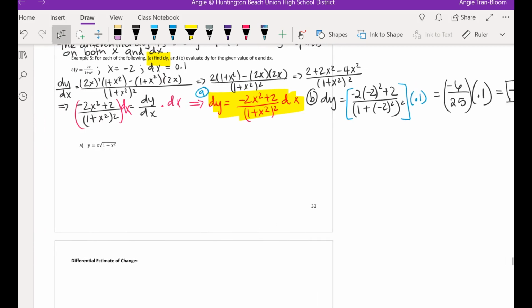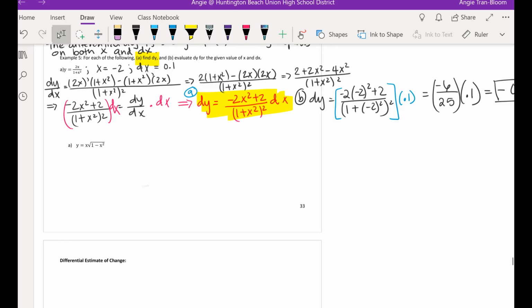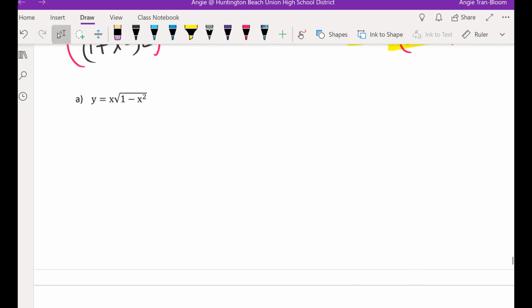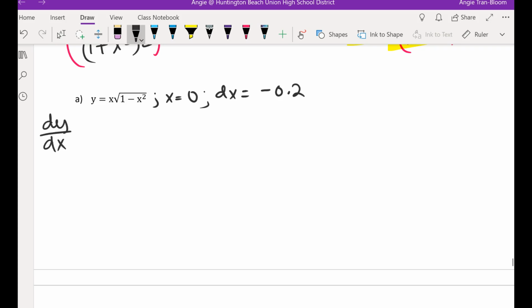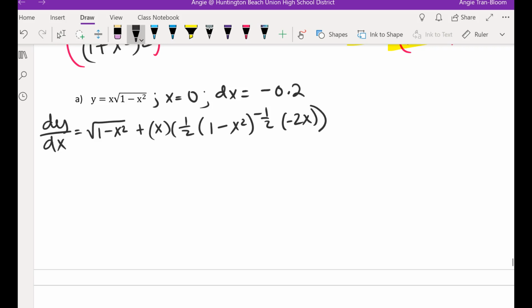Let's try it again with example 5b. And again, it looks like I forgot to give you what x was supposed to be. x will be 0, and dx is going to be negative 0.2. Let's do dy over dx, which is the derivative. I'm going to use the product rule and chain rule. u prime is going to be 1, so now I have 1 minus x squared plus x times the derivative of that radical 1 minus x squared, so it's going to be half times 1 minus x squared to the negative half power. The chain rule says I need to multiply by the inner.